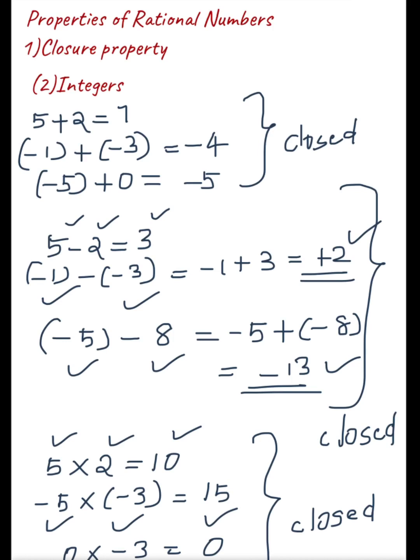I hope you understood the closure property for integers and whole numbers. The only thing is that whole numbers are closed under addition and multiplication, and they are not closed under division and subtraction. But in the case of integers, they are closed under addition, subtraction and multiplication, but they are not closed under division. So this is all about the closure property for integers and whole numbers.